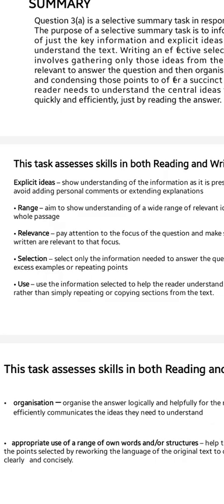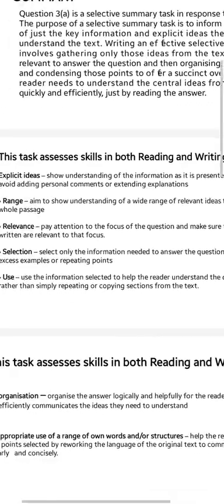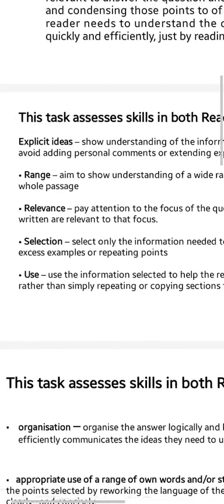Second thing is range. Aim to show understanding of a wide range of relevant ideas taken from the whole passage. Now, if there are 12 points given there in the text, you must be able to take out all those 12 points from the text. If you select a wide range of ideas, you can get 10 out of 10 for your content. So range is also important.